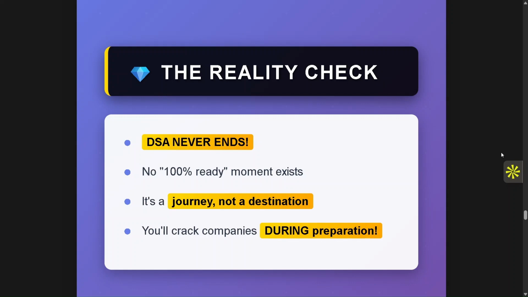I have seen this happen with hundreds of students. They are still learning, still improving, and they crack Amazon. They crack Microsoft. They crack Google. This is the nature of DSA preparation. It's a journey, not a destination.